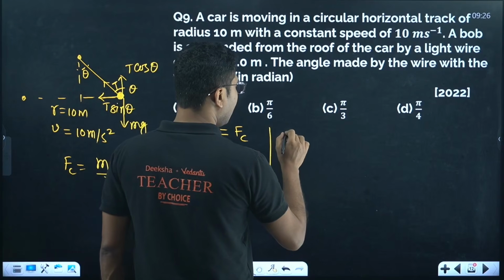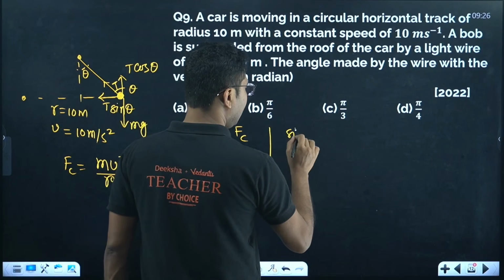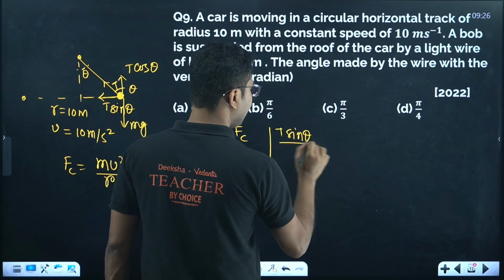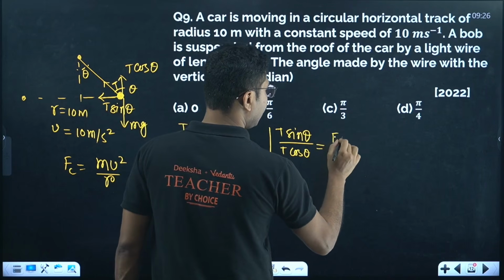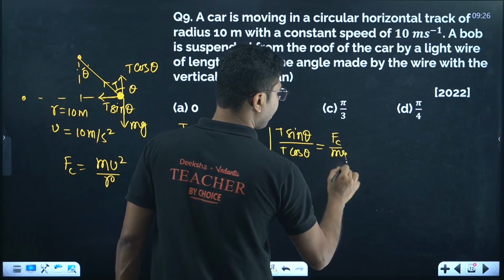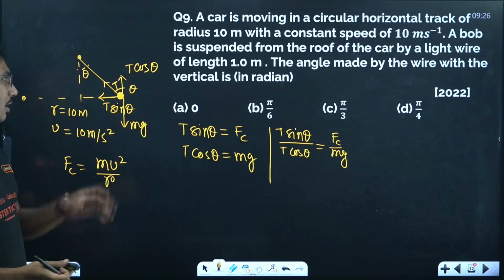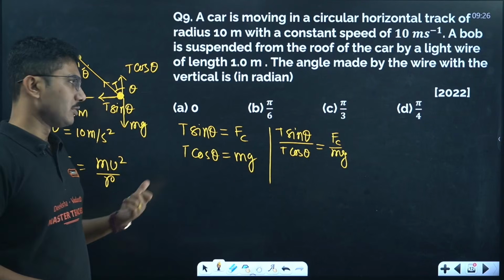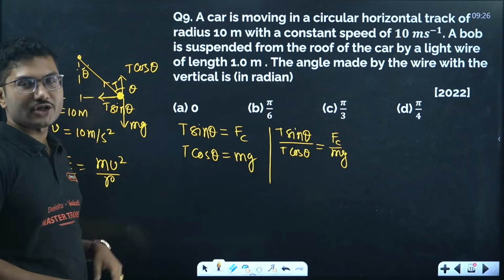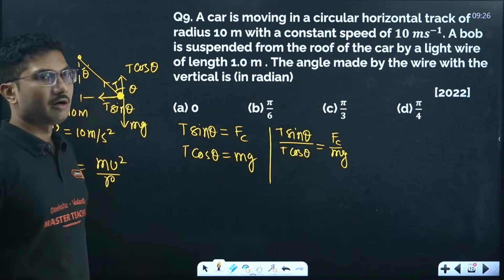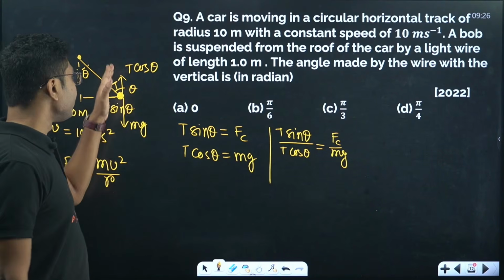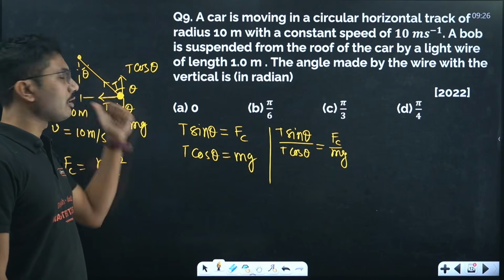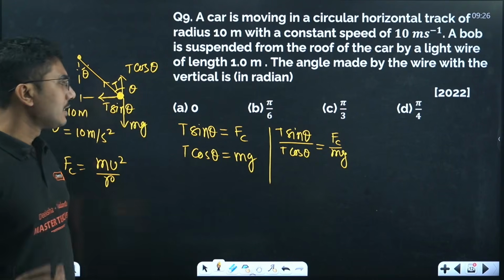You will get T sin theta by T cos theta equals Fc by mg. Right? Basically, it's a resolution of vectors problem. You are resolving the tension into two components. One is along the motion, one is along the direction of the weight. So this component is balancing the weight, and this component is providing the required centripetal force.